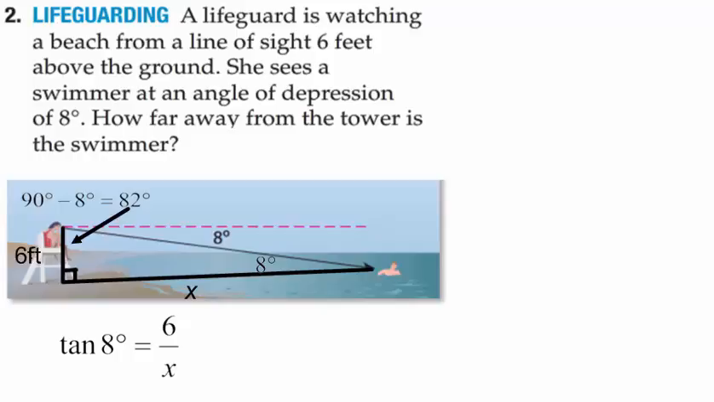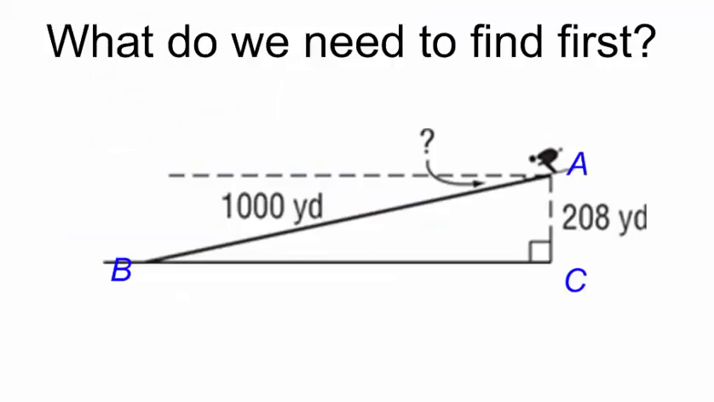Go ahead and cross multiply to solve that out. Once you solve it out, we get that the swimmer is about 42.7 feet away from the tower.